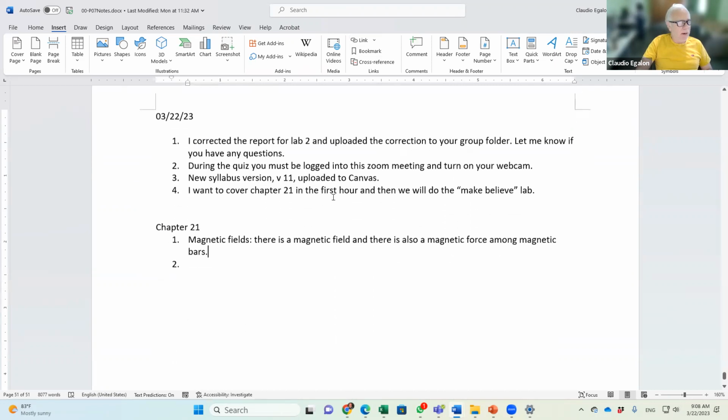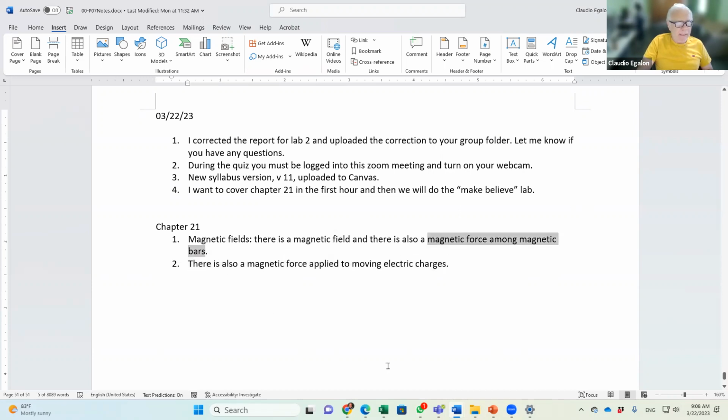That's what we covered last time. In addition to that, there is also something else that you have to know. There is also a magnetic force applied to moving charges, moving electric charges. Okay? So this force here is sort of different from this other force, right?